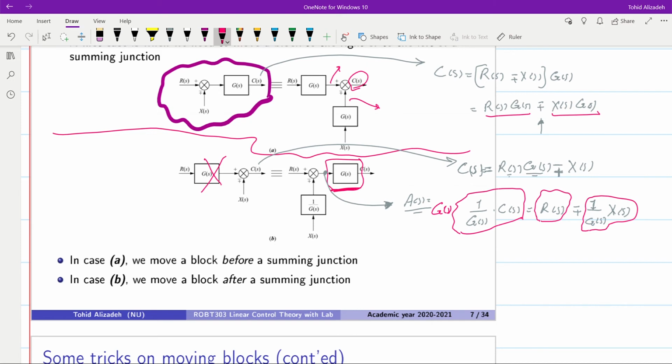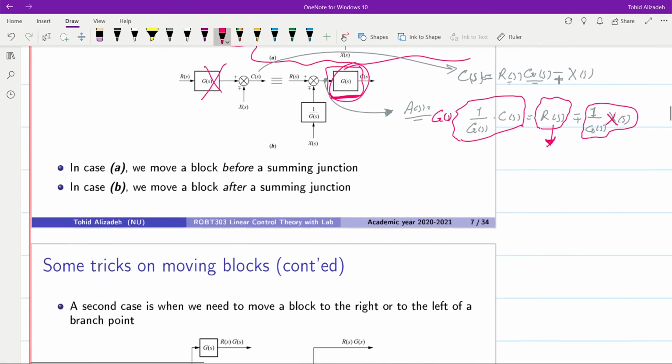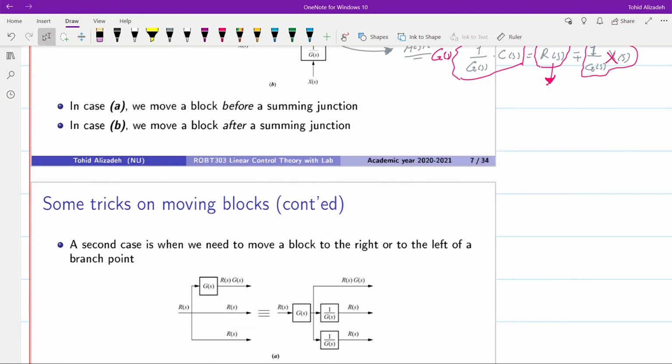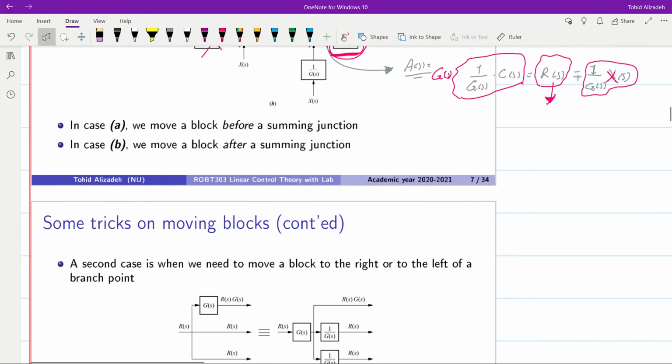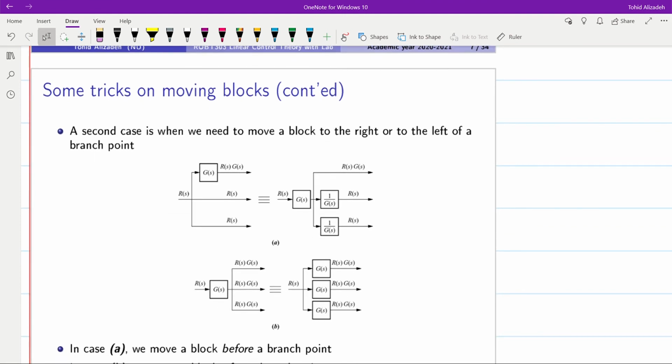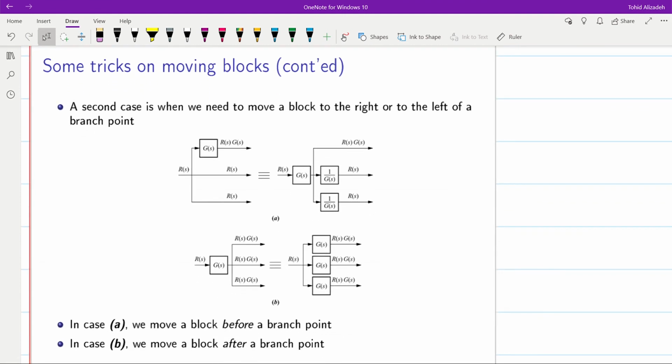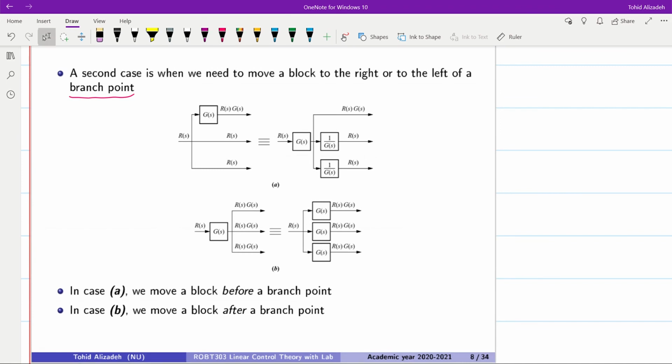So G of S is removed from the path that we have for R, 1 over G of S appears for X of S and any other input that we had for the summing point, and G of S also appears for the output side. So in this way we can move the blocks before and after the summing junction. If you want to do a similar thing for moving the blocks before and after a branch point, we will do it in these ways.